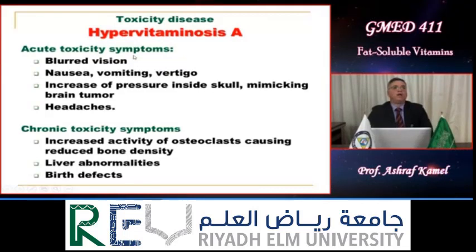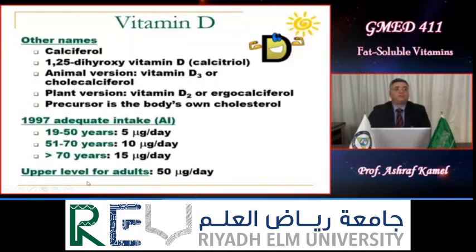Toxicity gives rise to hypervitaminosis A, and the toxicity can be acute or chronic. Acute toxicity symptoms include blurred vision, nausea, vomiting, vertigo, increased pressure inside the skull, increased intracranial tension, mimicking or resembling brain tumor, and headaches. Chronic toxicity symptoms give rise to increased activity of osteoclasts, causing reduced bone density, liver abnormalities, and birth defects.